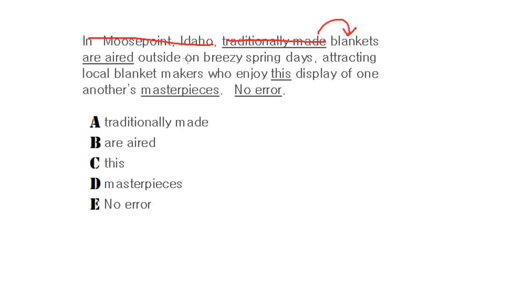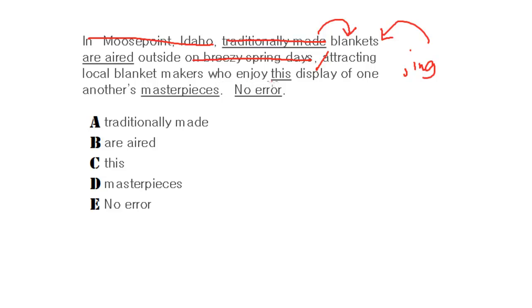You don't need this either, prepositional phrase, on breezy spring days. So main idea is what? Blankets are aired outside. That's the main idea. Okay? And this part over here is a modifier, right? It's doing ing, right? Attracting local blanket makers. So what is attracting local blanket makers? The blankets, right? When it's aired outside on breezy spring days, right?